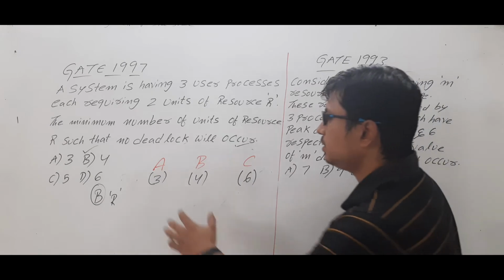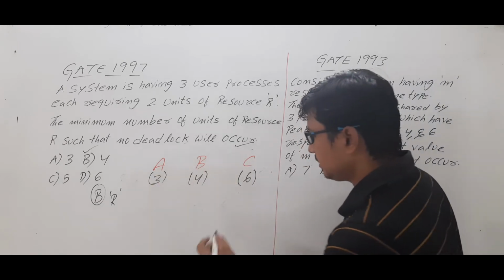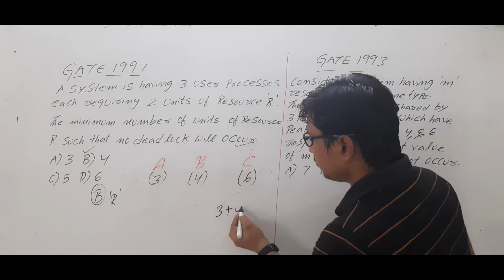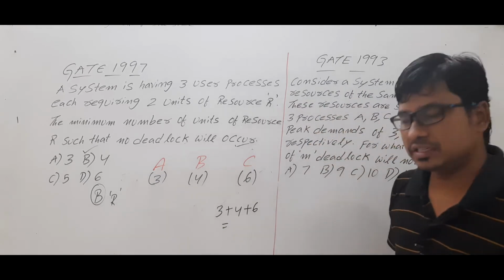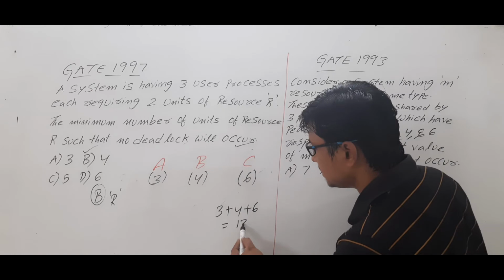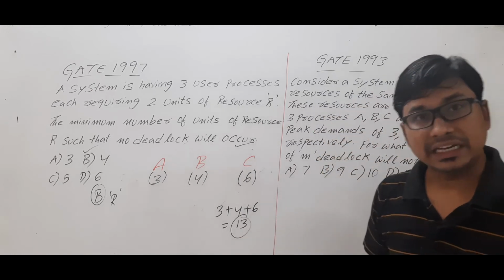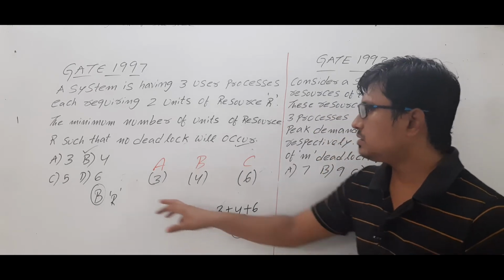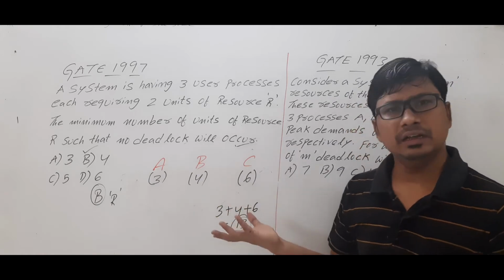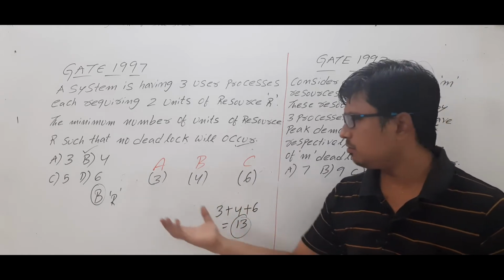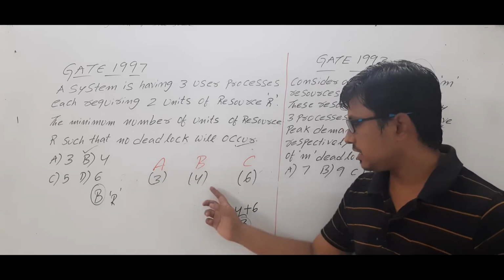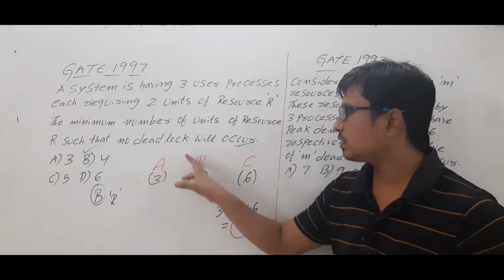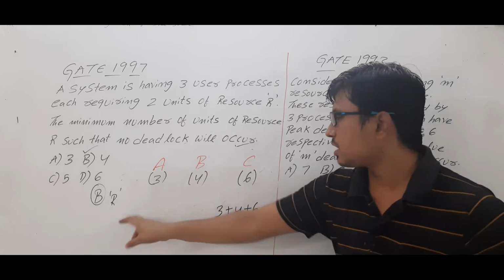Now look at the same thing. If I have a requirement of 3, a requirement of 4, and a requirement of 6, then totally 3 plus 4 is 7, 7 plus 6 is 13. If I have 13 units of resource R, then the task will be completed. Am I right? There will be no deadlock. If I have 13, I will give 3 to the process A, 4 units of resource R to B, and 6 units of resource R to C.